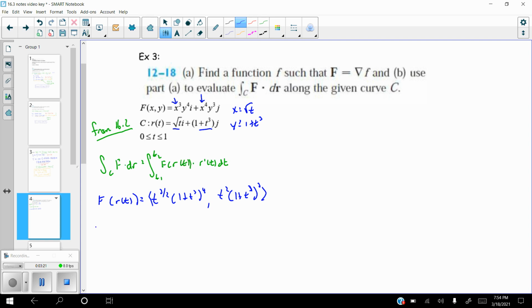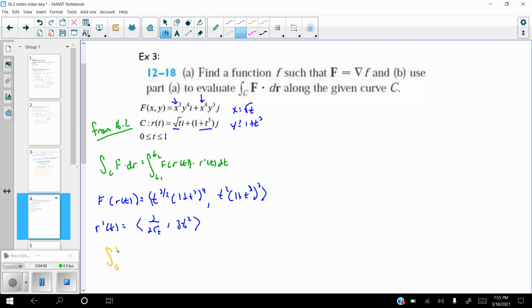I'm also going to need r prime of t, which is the derivative of each one of the x and y pieces. The derivative of square root of t is 1/2 t to the negative 1/2, or 1 over 2 root t. And then the derivative of 1 plus t cubed is just 3t squared. When we do this, we're going to have to dot those 2 things and take the integral. Fortunately, it tells us the integral goes from 0 to 1. So we're going to take this integral from 0 to 1.